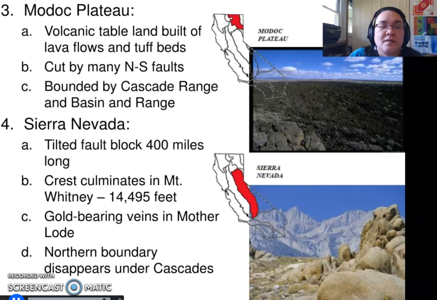So the Sierra Nevada is what is called a tilted fault block, which is 400 miles long, and its highest point is Mount Whitney at 14,495 feet. It contains the golden veins within the rock, and this is where the term mother lode comes from. Its northern boundary will disappear under the Cascade Range.